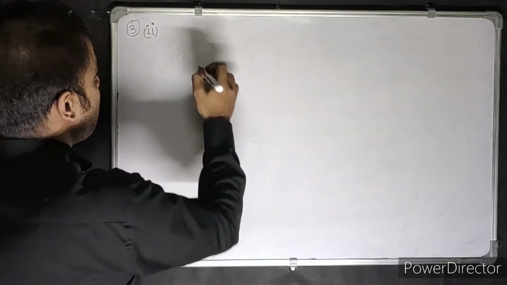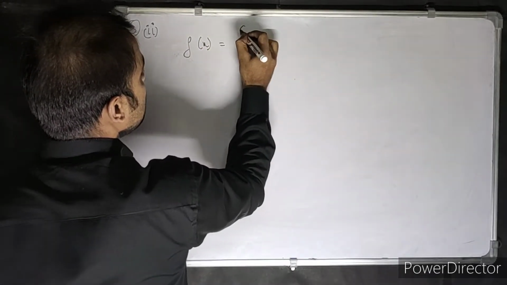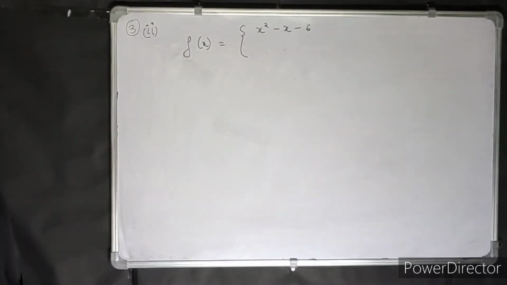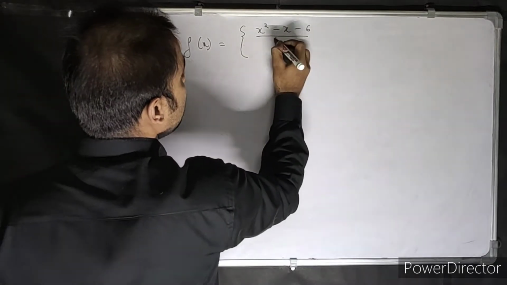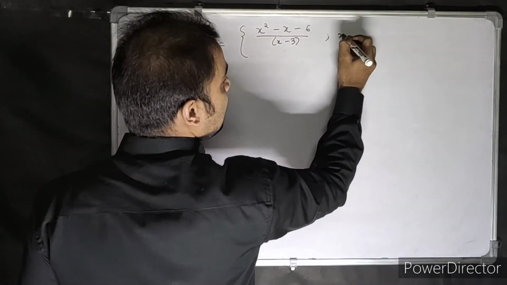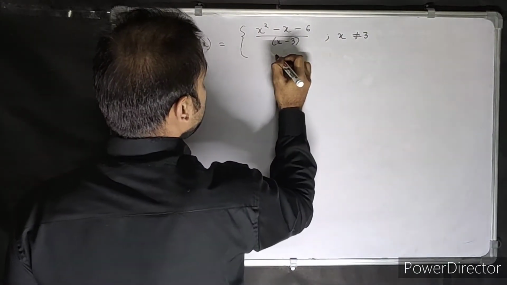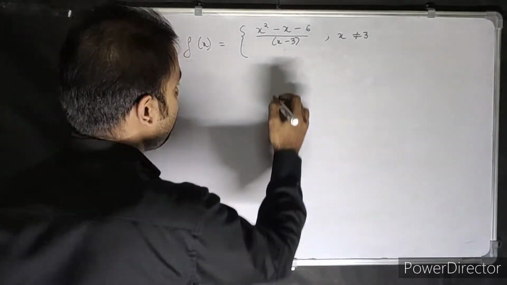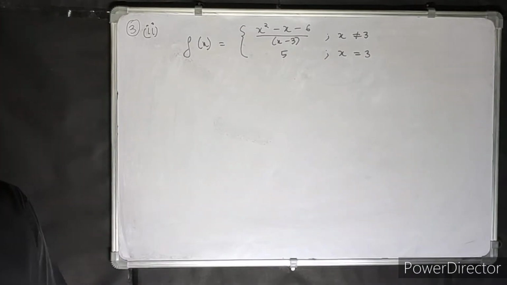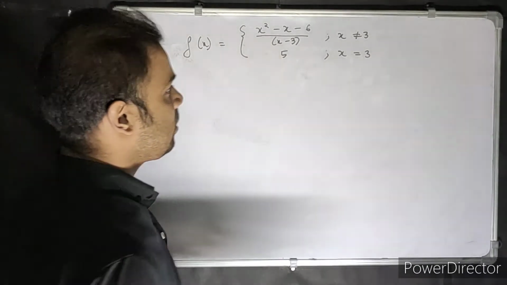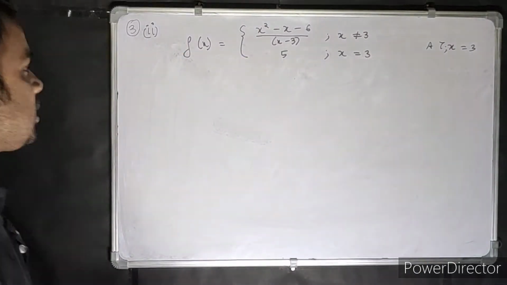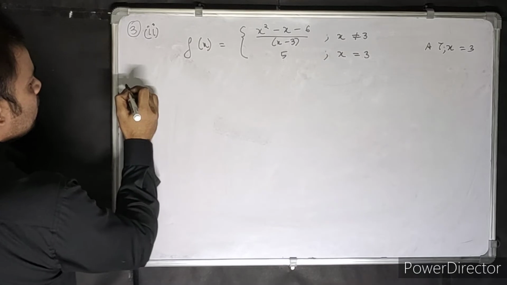The function is given to you as f of x is equal to x square minus x minus 6, whole thing divided by x minus 3, when x is not equal to 3, and it's going to give you the answer as 5 when x is equal to 3. Okay, now look very carefully. We have to check the function is continuous at x equal to 3 or not. Okay, so let's start.